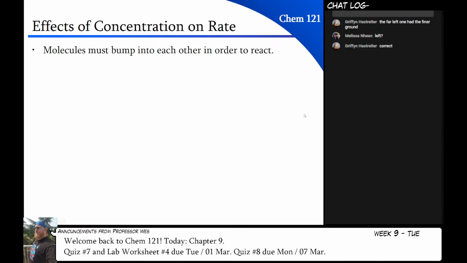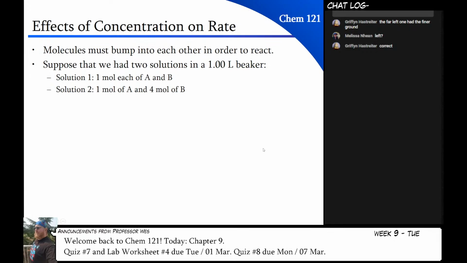All right. Like we said already, for reactions to occur, they have to bonk into each other, right? The molecule A has to meet molecule B. Let's suppose that we had 2 solutions that were both inside a 1-liter beaker. These are different beakers, by the way. So solution 1 in beaker 1 is 1 mole each of A and B, whereas solution 2 is 1 mole of A and 4 moles of B. Which of these would react more quickly?